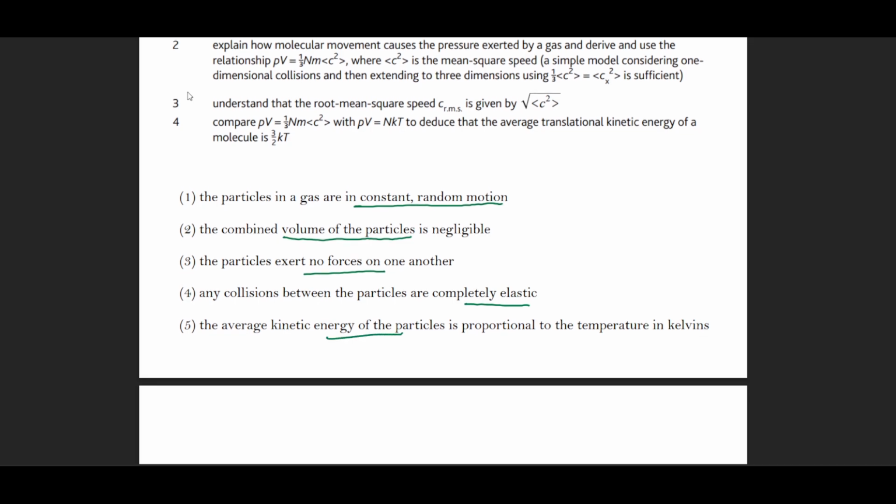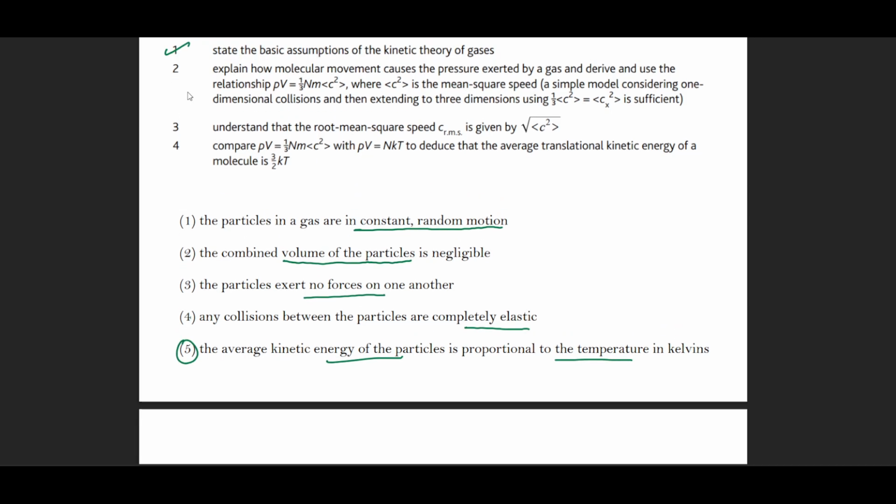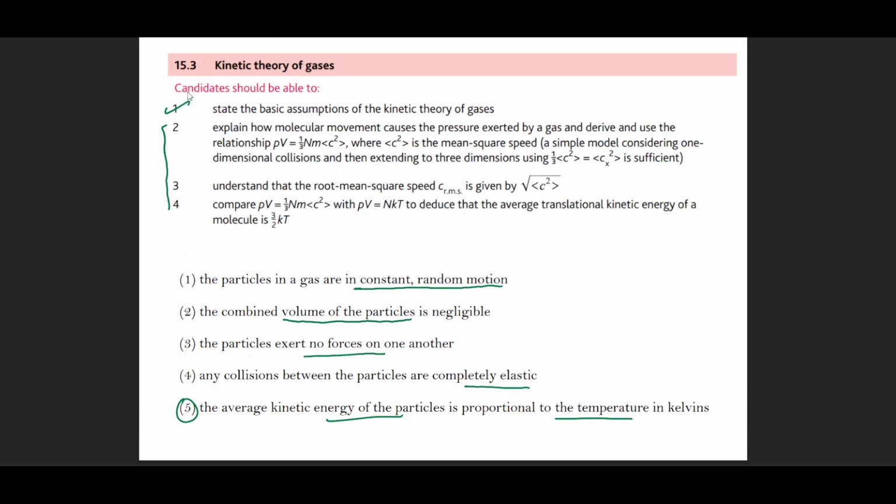The average kinetic energy of the particles is proportional to the temperature. This is the highlight of the chapter. This is what we have to conclude, and what we have to derive to conclude our whole chapter on this fifth point. So we're going to go through some derivations from points 2 and 3, and then eventually land on point number 4. Let's start with those derivations.